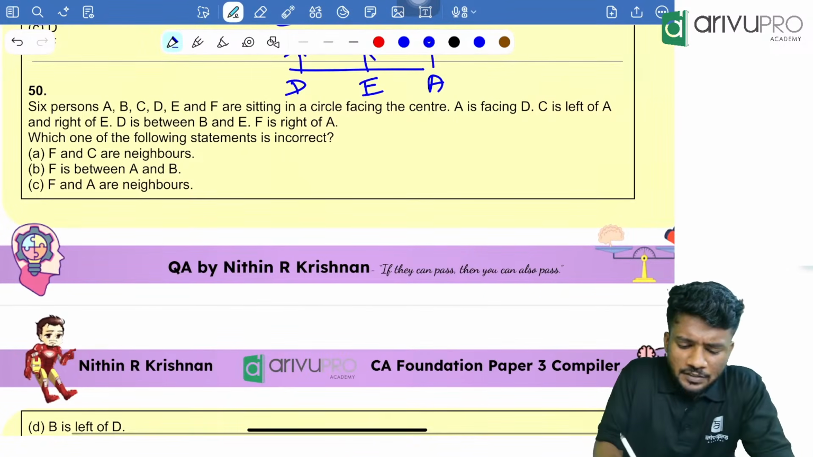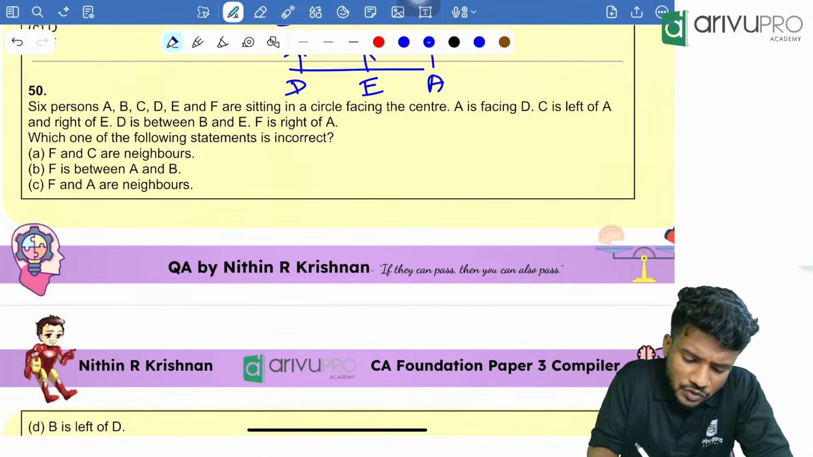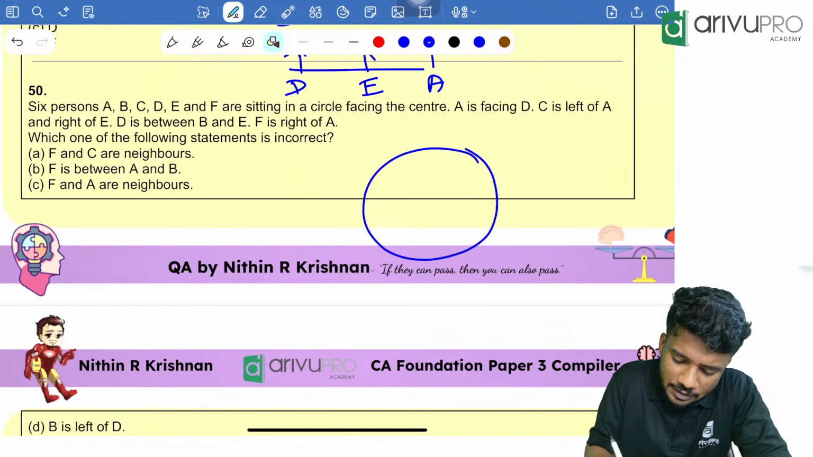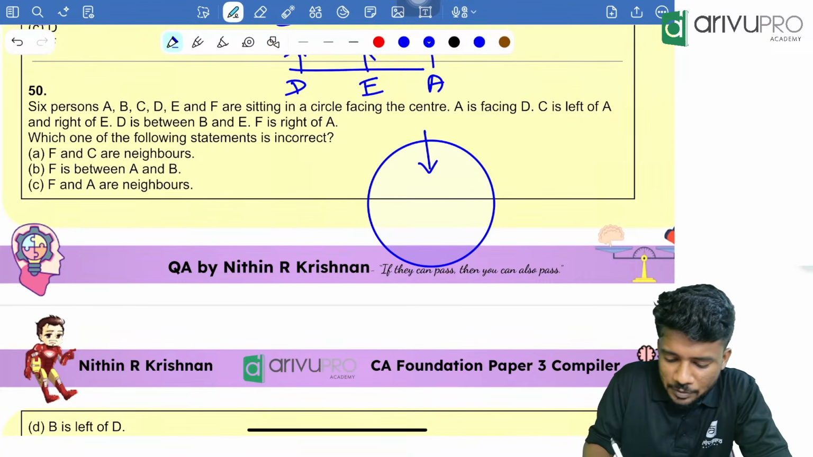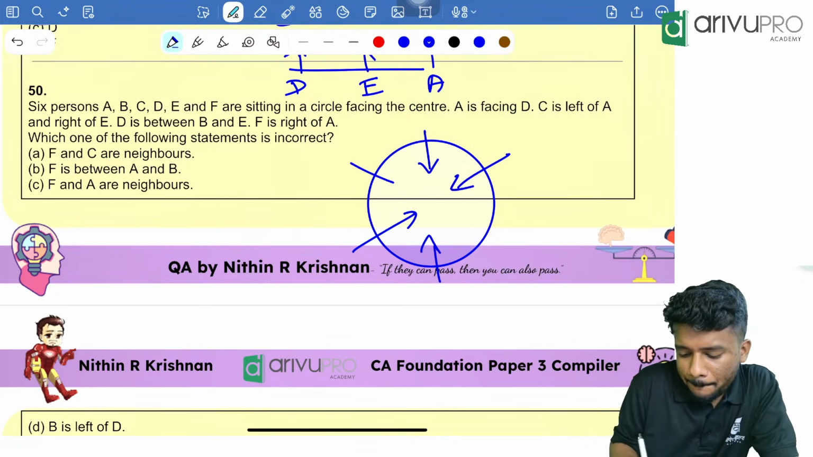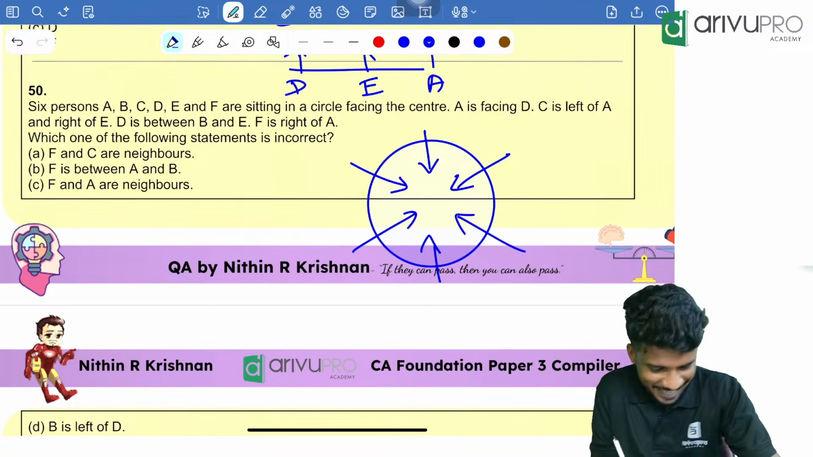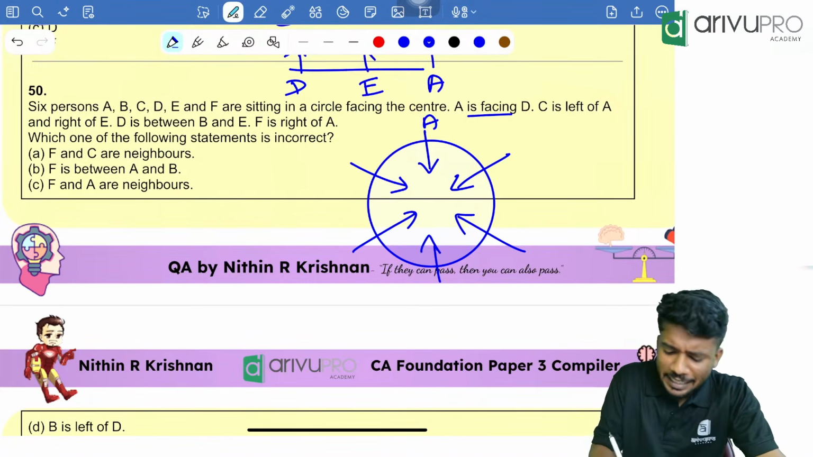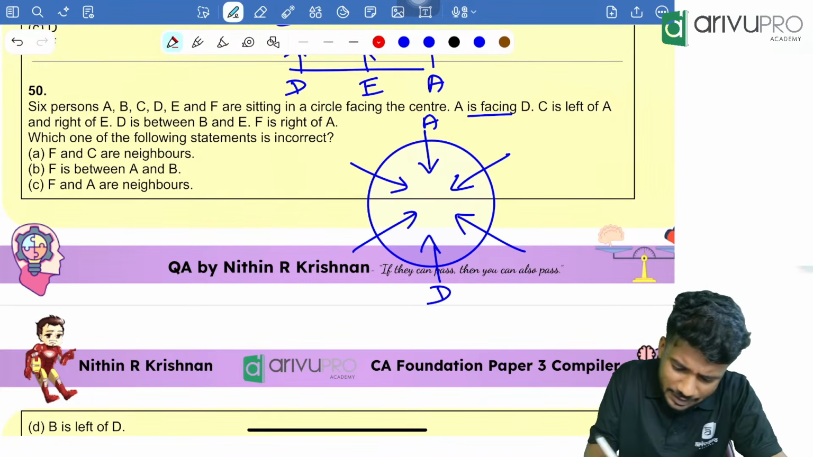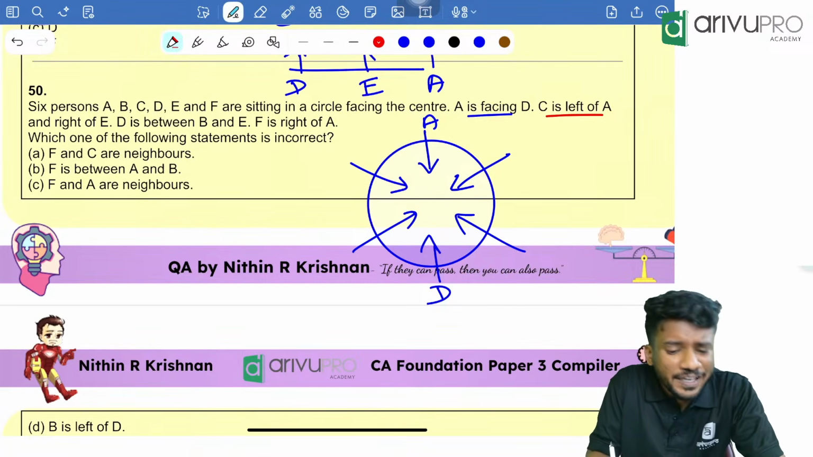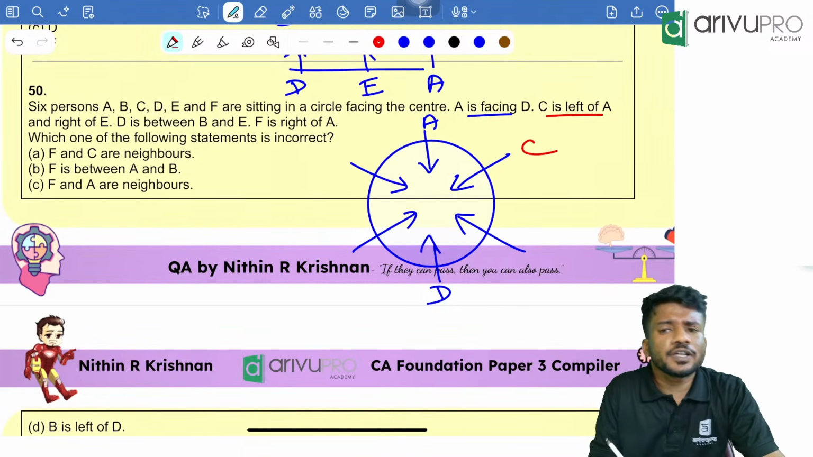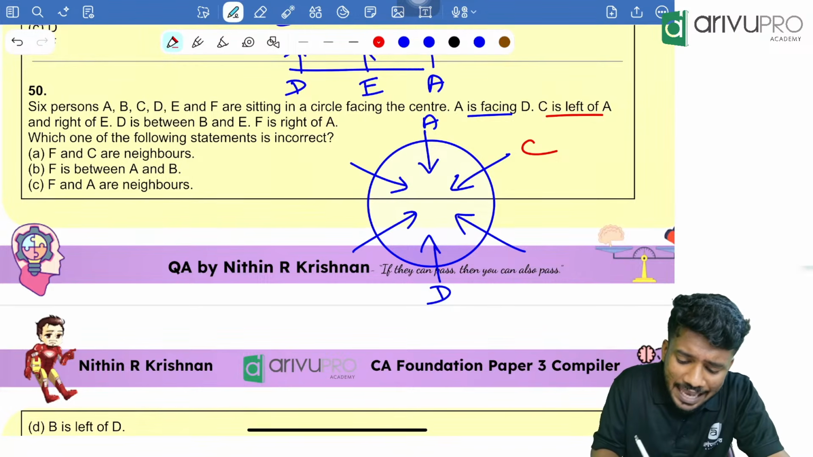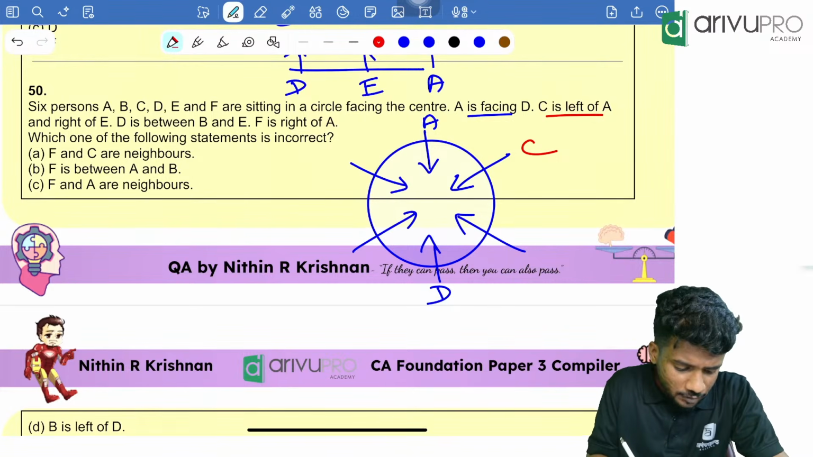6 people A, B, C, D, E, F are sitting in a circle facing the center. 6 people means we will draw like this. Fine now? Yeah. Then A is facing D. So I am directly writing A is facing D. Then what else is given? C is left of A. C is left of A means C is over here. Then what is given? And C is right of E.